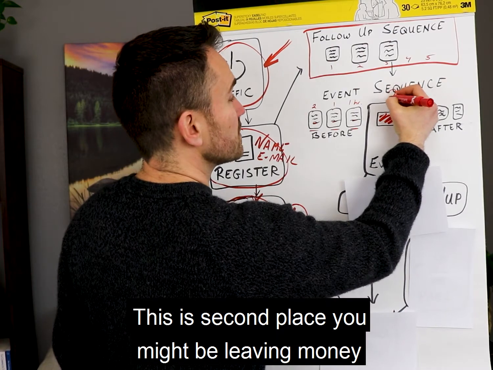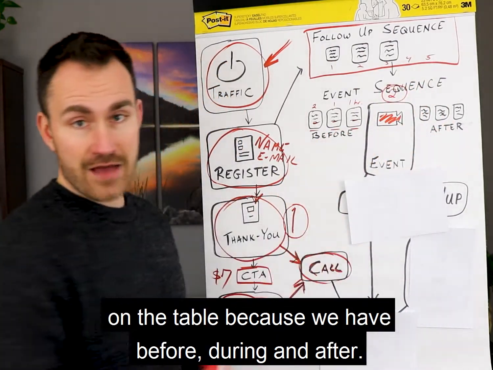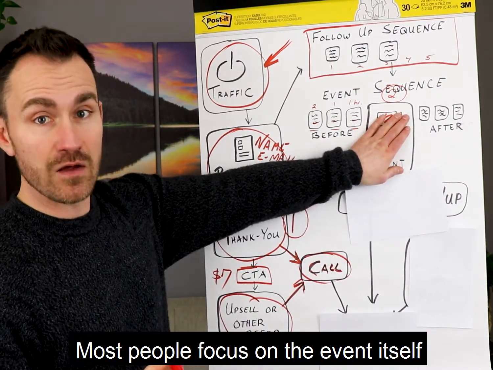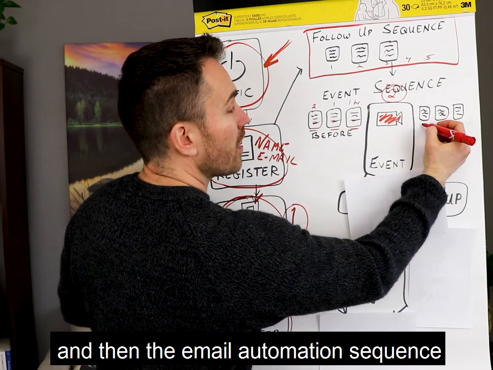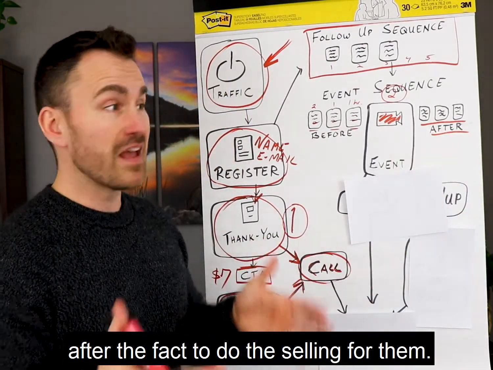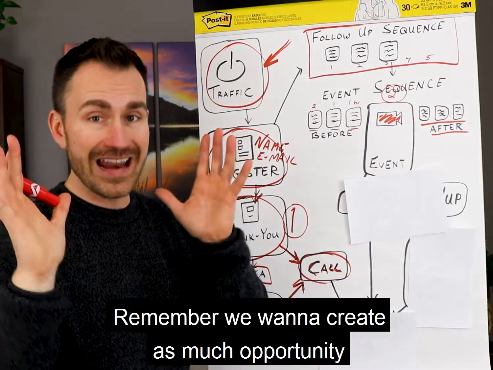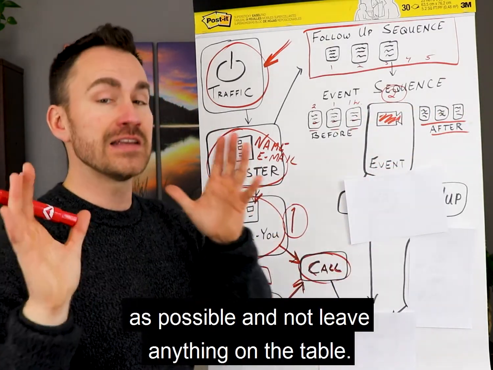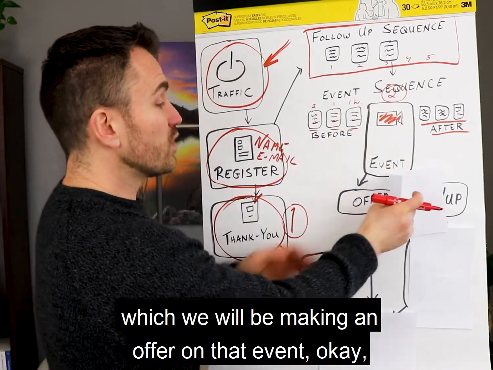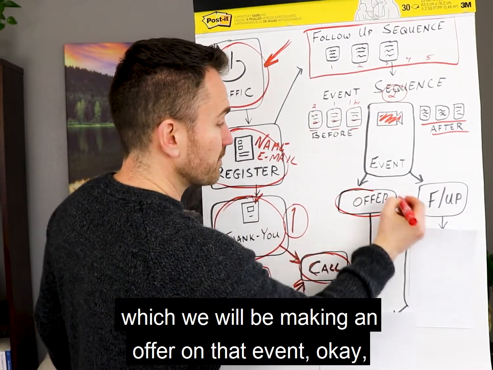This is the second place you might be leaving money on the table, because we have before, during, and after. Most people focus on the event itself and then the email automation sequence after the fact to do the selling for them. That's great if you're doing that. We definitely want that. Remember, we want to create as much opportunity as possible and not leave anything on the table. So we've got the event itself, which we will be making an offer on.